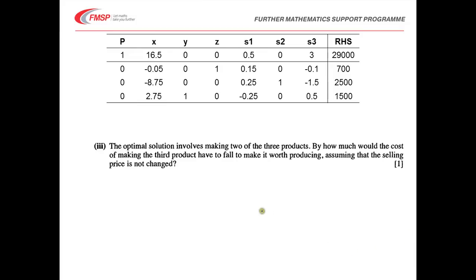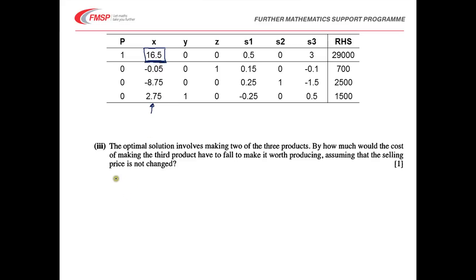What you were asked for here is this. The optimal solution involves making 2 of the 3 products, so well done us, we've found that. By how much would the cost of making the 3rd product have to fall to make it worth producing, assuming selling prices don't change? So we look at the 3rd product, which is X. And we can see that up here there's a value of 16.5 left in the objective row. So if X were 16.5 pence cheaper, there would have been a 0 in the objective row, and we would have had X as a basic variable.